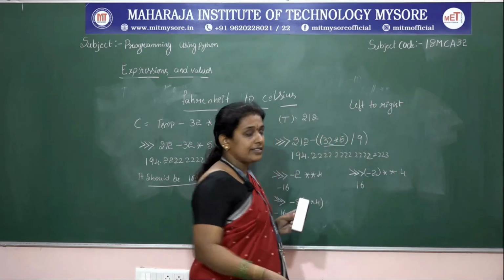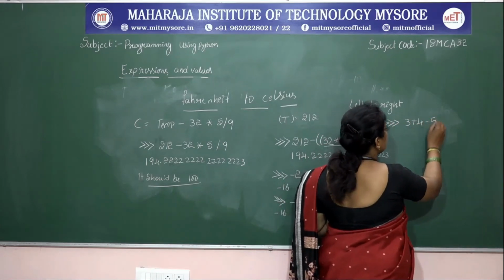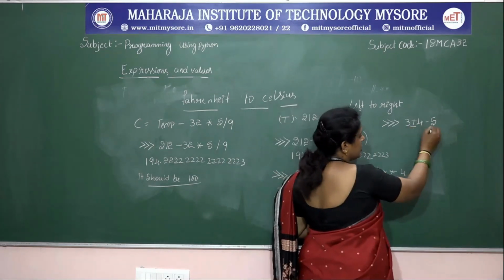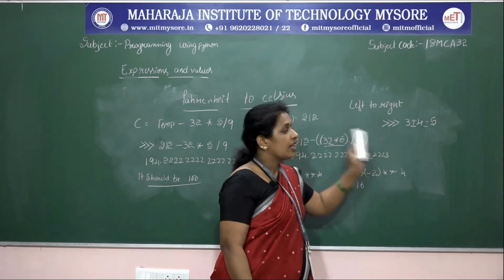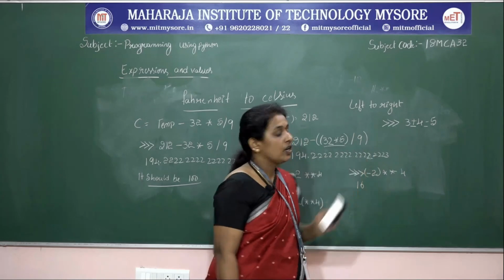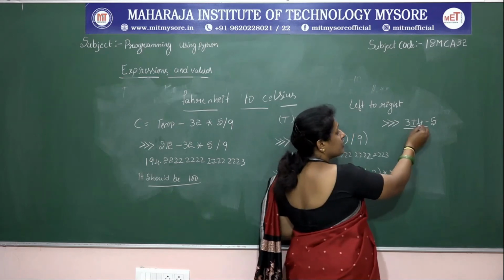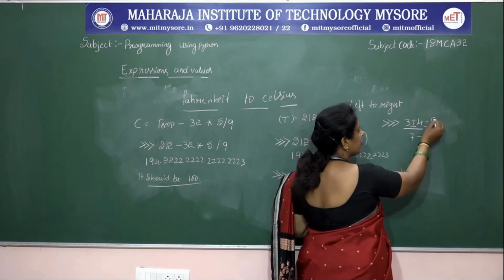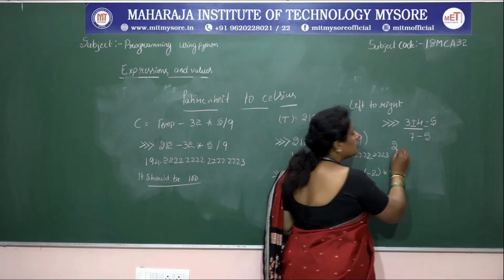For example, 3 plus 4 minus 5. In this example, the addition and minus operators have the same precedence, so the expression is evaluated from left to right. First it adds 3 plus 4, which is 7. Then the next operator is minus, with the operand 5. 7 minus 5, you will get the answer 2.